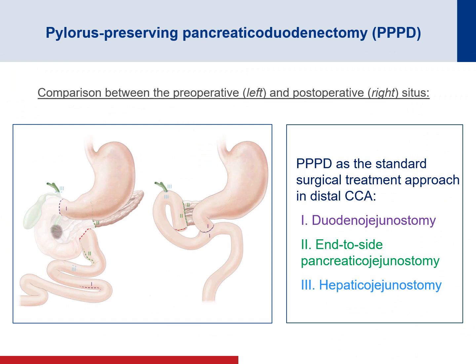In case of a distal CCA, the standard procedure would be a pylorus-preserving pancreaticoduodenectomy. Here on this graph, we have a comparison between the preoperative and postoperative situation. As you can see, in a PPPD we have 3 anastomoses: number 1, the anastomosis between the duodenum and jejunum, the so-called duodenectomy. Then we have the end-to-side pancreaticoduodenectomy, and finally the hepaticoduodenectomy.